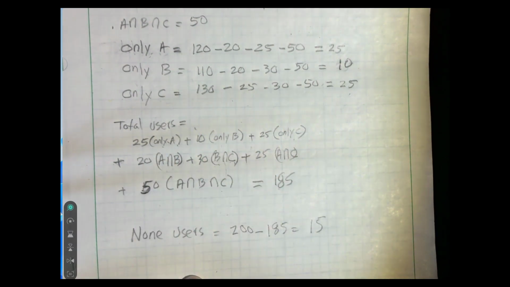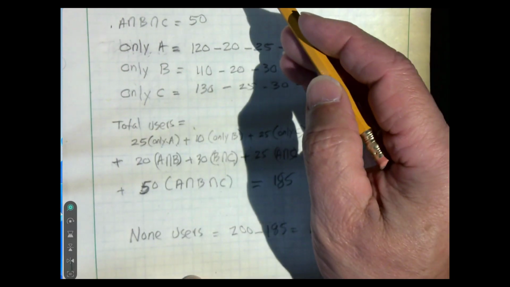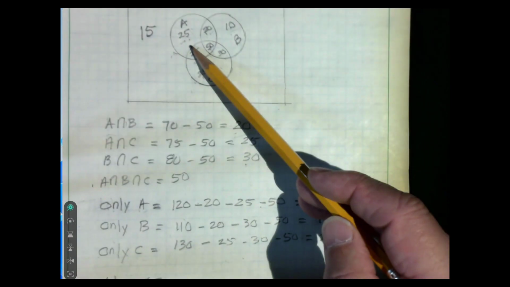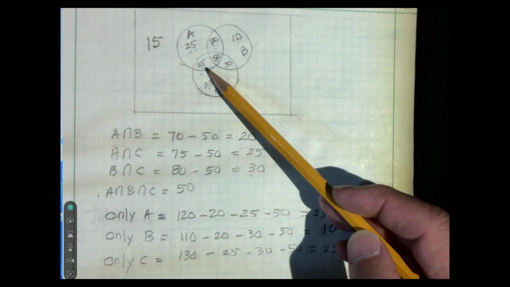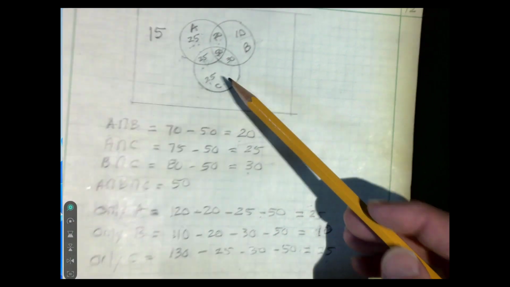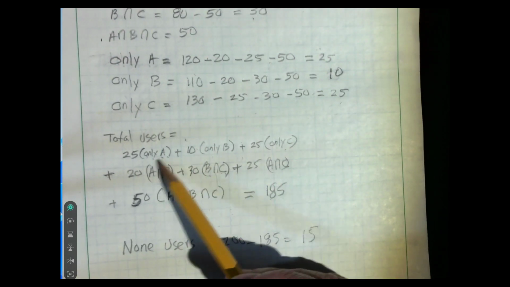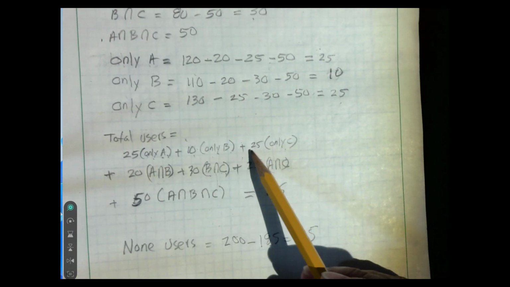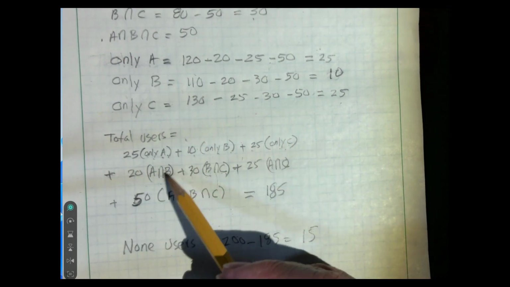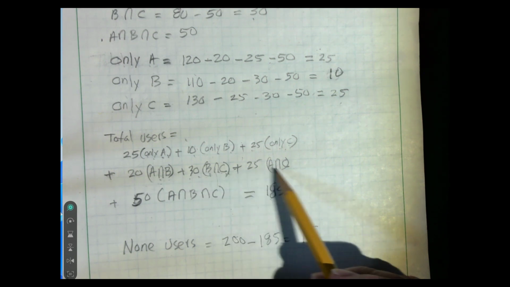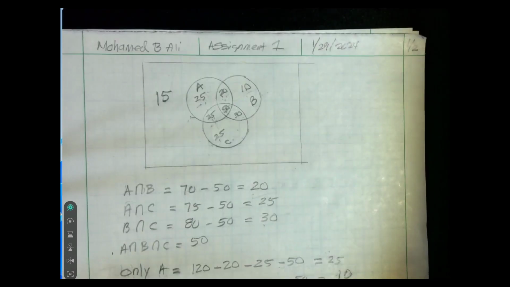But I would have done it the other way, the total users: 25 plus the 20 plus the 10 plus the 50 plus the 25 plus the 30 plus the 25. But here I'm just showing it to you so you know where these come from. 25 only A users, the 10 is only B users, and the 25 only C users. Then plus the intersection of A with B, plus 30 B intersect with C, and so on and so forth. And that's the number 185. And then the non-users, 15. And here's my final diagram.